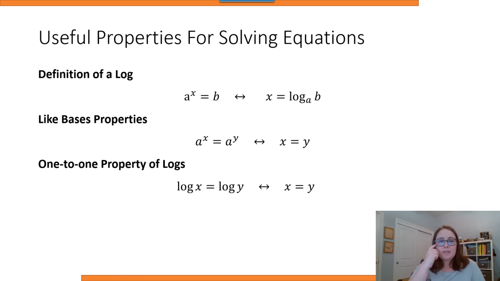And then the last property is a similar type of thing, only for logs. We call it the one-to-one property of logs. If the log of x equals the log of y, then x has to equal y. If the bases match, then the argument is going to have to match as well in that situation.